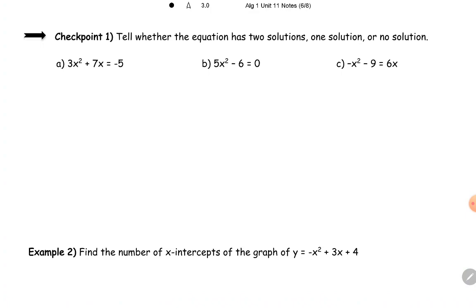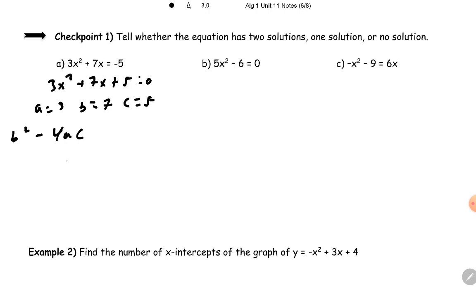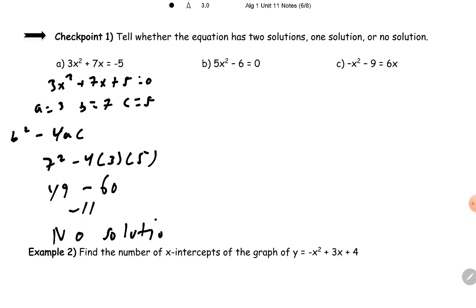Alright, let's do this some more. So we're going to move this over. So I have 3x squared plus 7x plus 5 equals 0. So a equals 3, b equals 7, c equals 5. Plugging into b squared minus 4ac, I get 7 squared minus 4 times a times c is 49 minus 4 times 3, which is 12, 12 times 5 is 60. So I have negative 11, which means no solution.